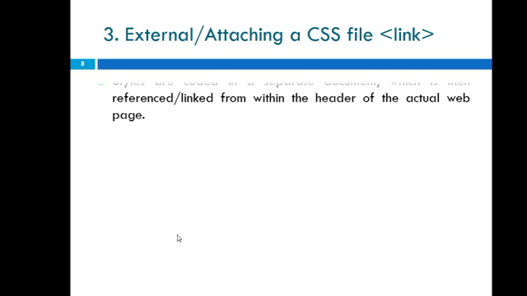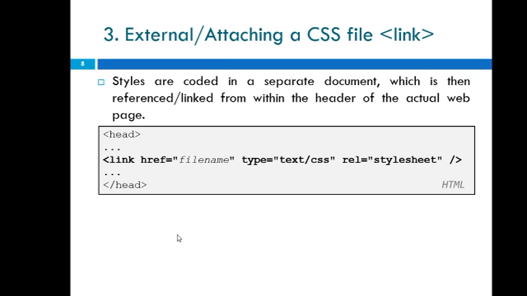Now the third one is external. In case of the external, we have to write a separate document, which means a file which contains the CSS code. Okay, now we have two files. One is the HTML web page, and the other one is the CSS file. So we have to link these together. Okay, link these two files, CSS and the HTML.